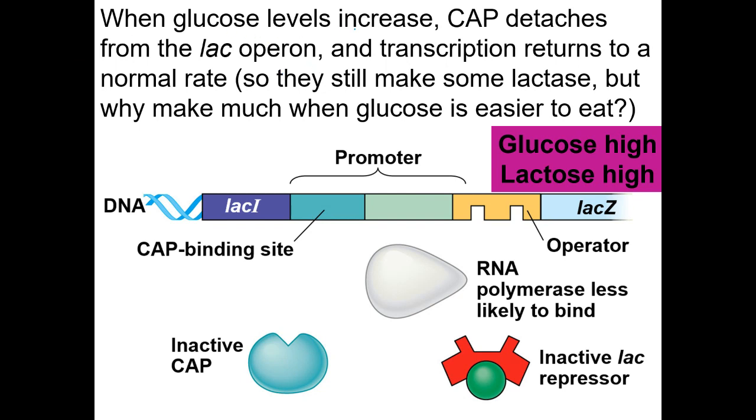So when glucose levels increase, you're not going to have cyclic AMP bonded anymore. So now CAP is going to be inactivated. It's going to come off of the promoter. And now RNA polymerase can still bind, but its affinity isn't so great anymore. So you'll still make lactase at a low level, but your volume is really turned down. So when glucose levels are high and lactose levels are high, you still don't have anything stopping you here. It's just that RNA polymerase doesn't bind quite so well. So you're still going to make some lactase, but not very much because glucose is so much easier to eat.